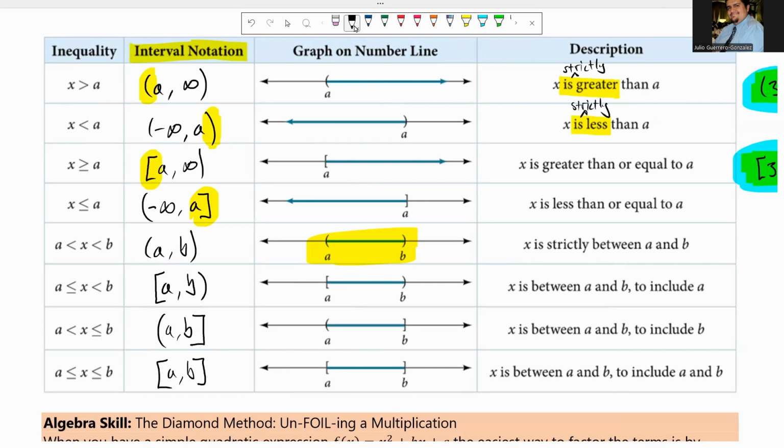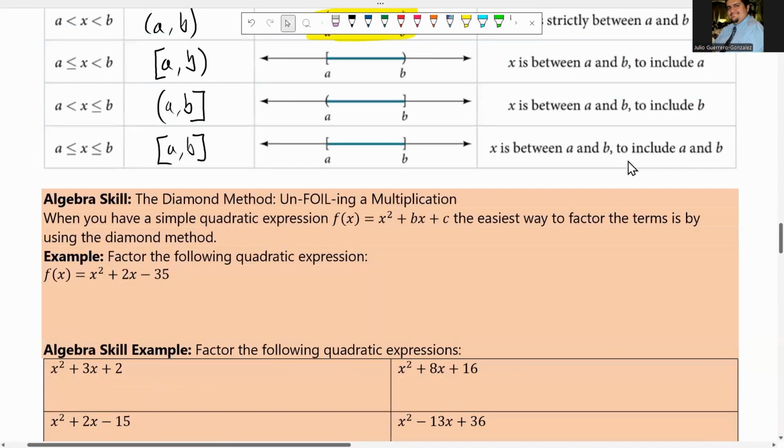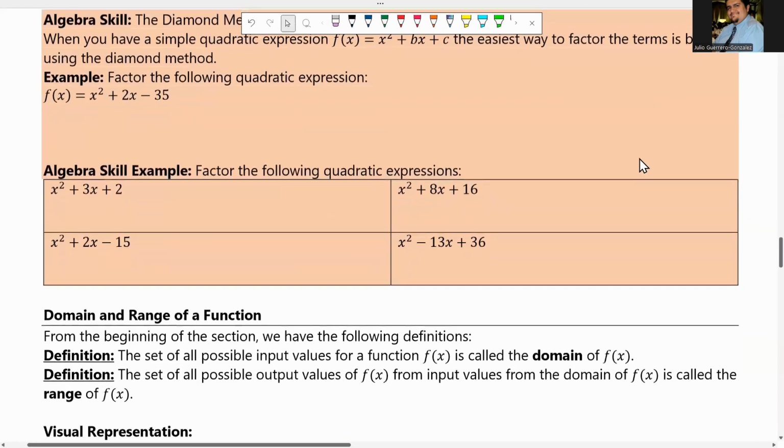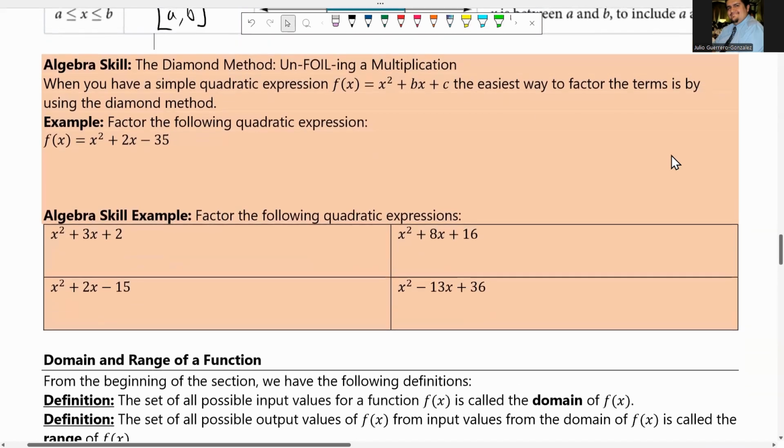All right. There is something I need to point out that is really going to be required, not only for what's coming up in the next section, but throughout the semester. And that is the diamond method. Some of you might remember from high school something called the diamond method. It's unfoiling a multiplication. So suppose we had something that looks like this. I know I'm running a little fast here.